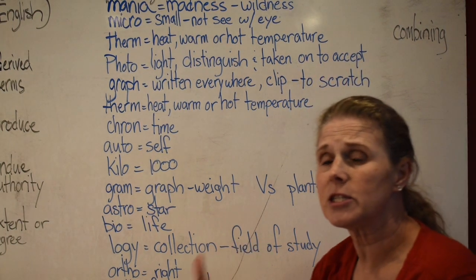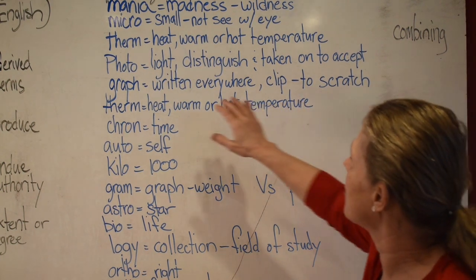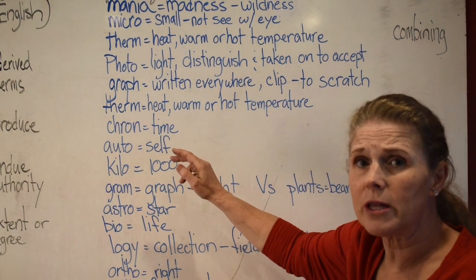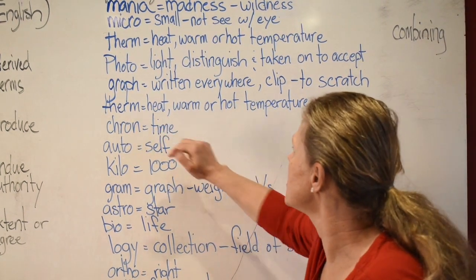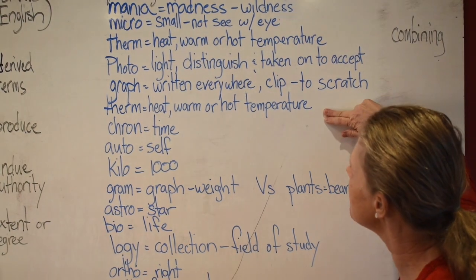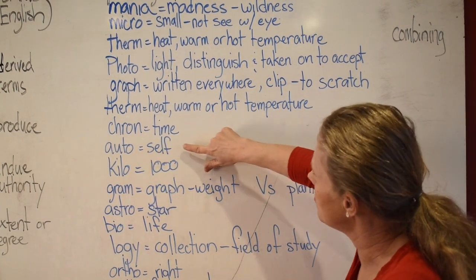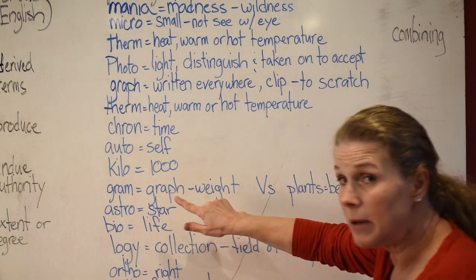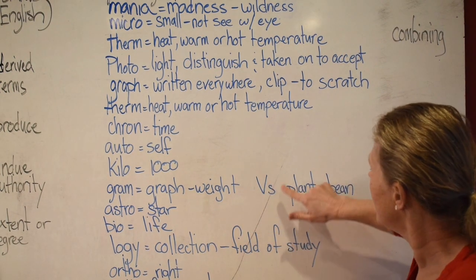Now we're going into more depth. We've done this a little bit in the past, and now we're adding some things to it. I added therm in here. I really want my boys to understand what therm means: heat, warm or hot temperature. Chron means time. Auto means self. Kilo means 1,000. Gram means the same thing as graph, but it is also a weight.